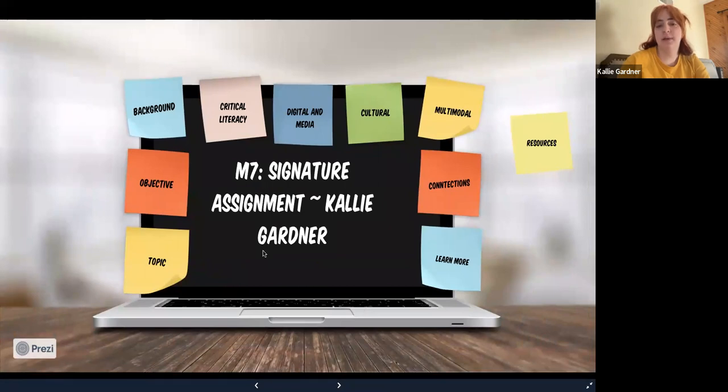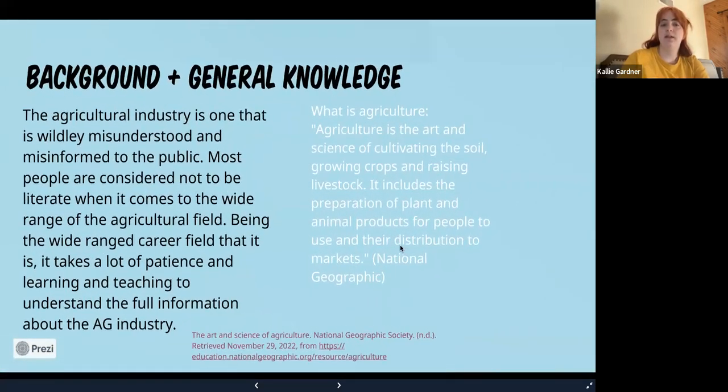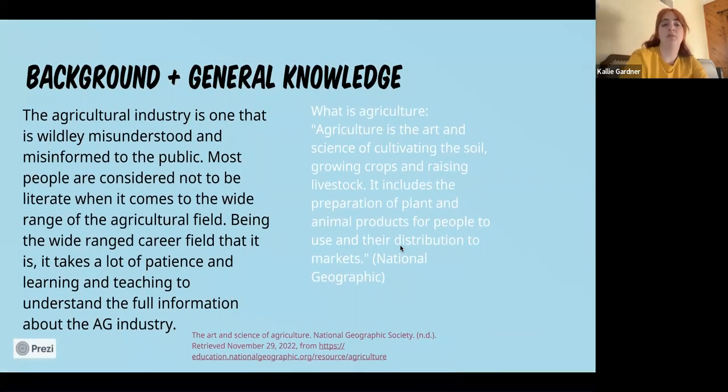Next, we go into the background, or some general information about the agricultural industry as a whole. So, background and general knowledge. The agricultural industry is one that is widely misunderstood and misinformed to the public. Most people are considered not to be literate when it comes to the wide range of the agricultural field. Being the wide range career field that it is, it takes a lot of patience, learning, and teaching to understand the full information about the ag industry.